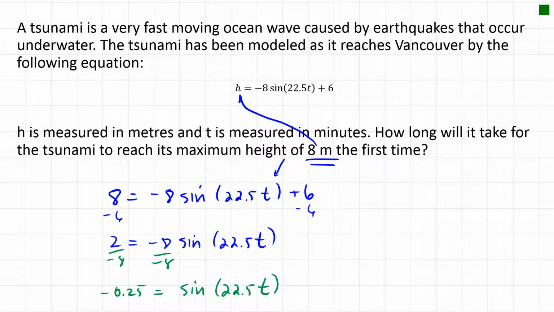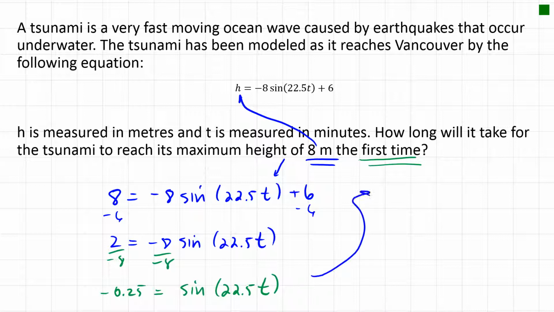Now we know from experience in the last problems that there's always two solutions between 0 and 360, but we really only want one because it's for the first time, so the first time the wave hits. So I'm going to take the inverse sine, get rid of the sine, in other words, in my next step.